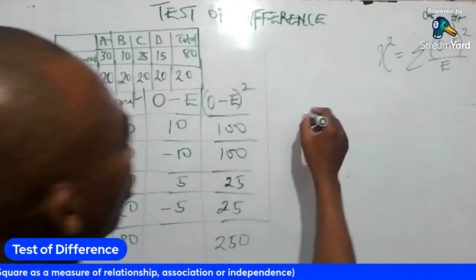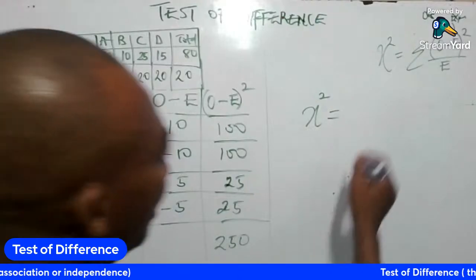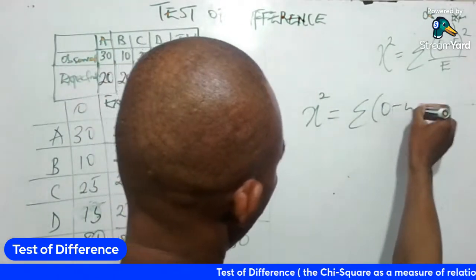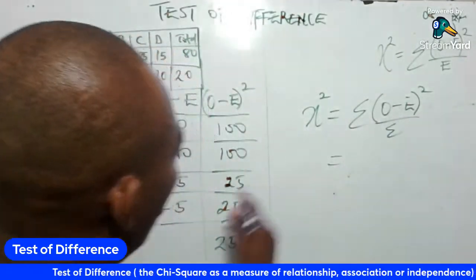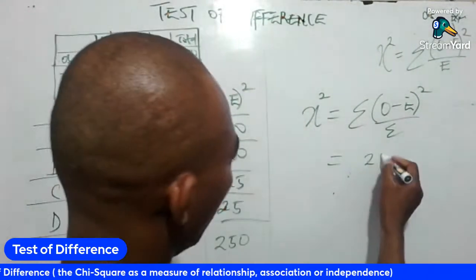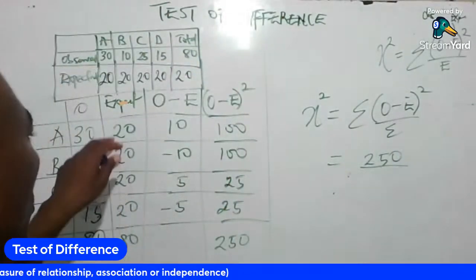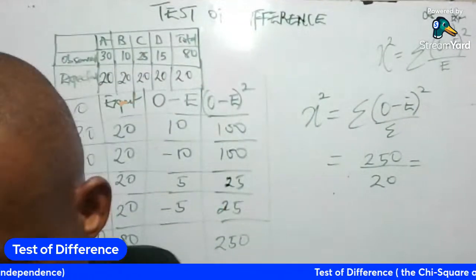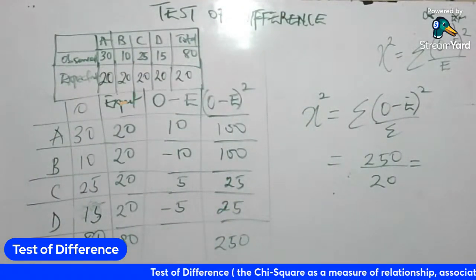If I put it into the formula, my calculated value is the summation of observed minus expected, all squared, everything divided by expected. So when I added this, it's giving me 250 divided by the expected value, which is 20. So let me get my calculator and divide this.